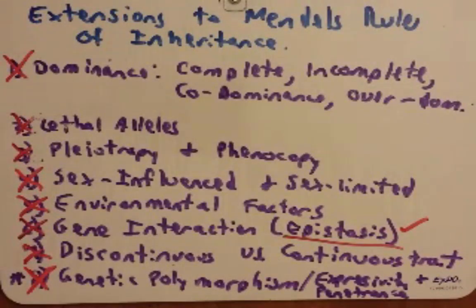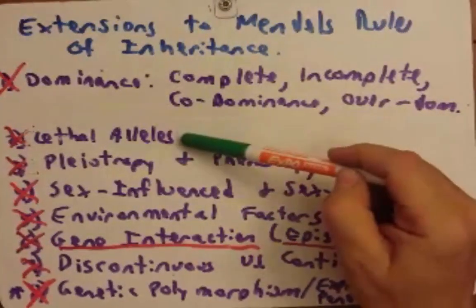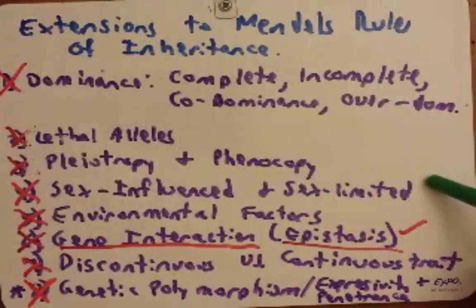Okay, well that ends this podcast on epistasis and gene interactions. And that ends all the podcasts on the extensions to Mendel's rules. As a quick review, as we look at this list, you should be familiar with the general definitions for all of these. You should be comfortable at looking at data and then determining if this extension is an example of lethal alleles, pleiotropy, phenocopy, sex influence, sex limited, environmental factors, gene interactions, discontinuous, continuous traits. You should be familiar with the differences between expressivity and penetrance as well.